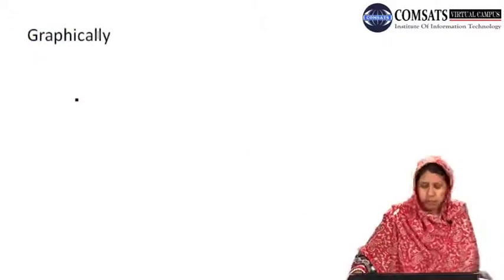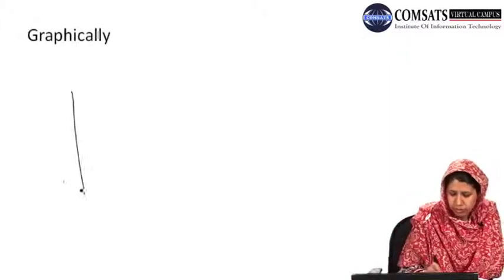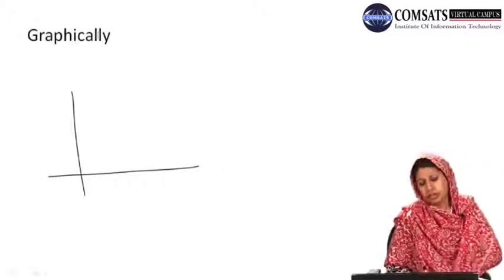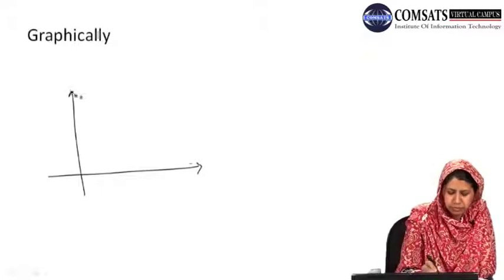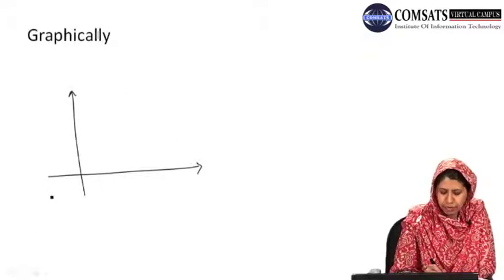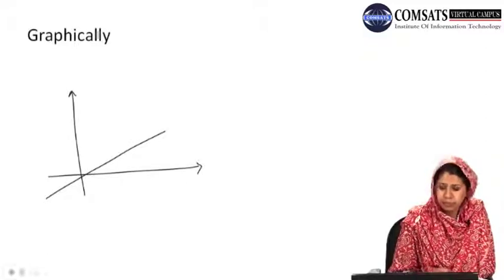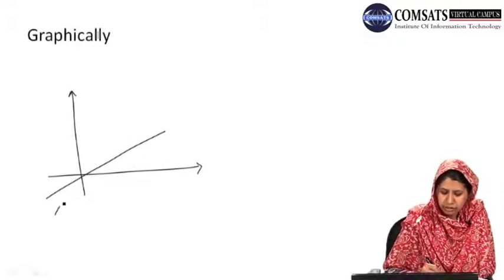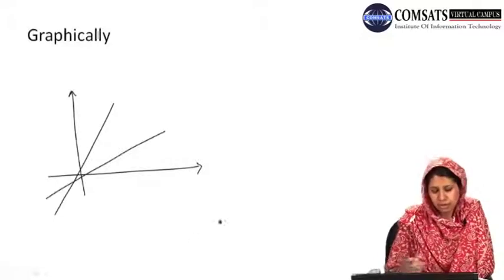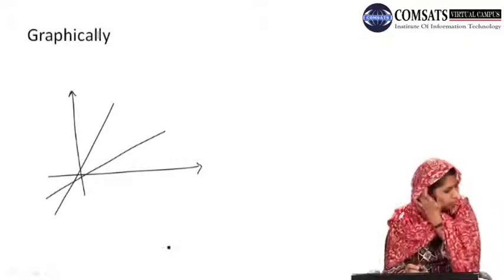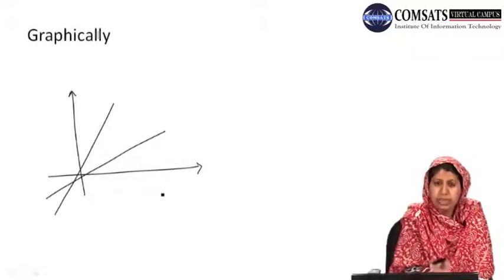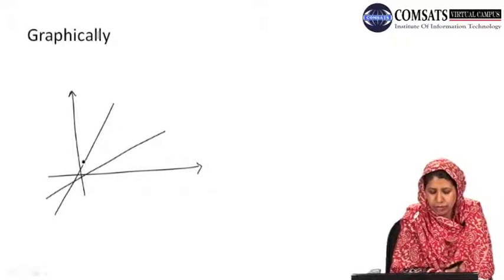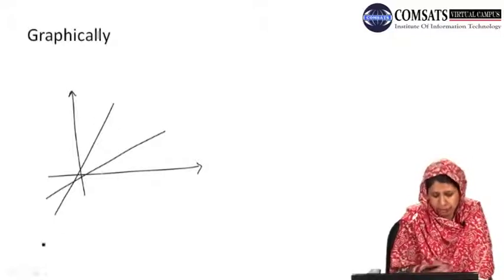Okay, what do we mean by all these graphically? For example, we have our x-axis and y-axis, and let's say we have one line which is like this, and we have another line which is like this, which means that one line is more inclined than the other line. The second line which I have drawn is more inclined than the first line.